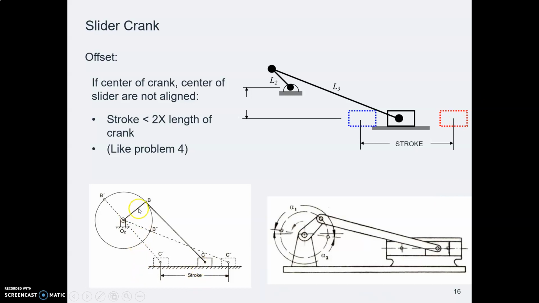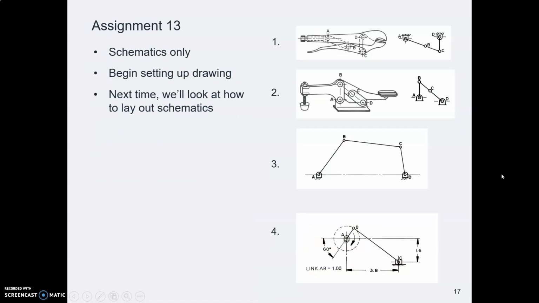And your problem 4 is set up kind of like this picture, this schematic in the lower left corner of this slide, although this is not technically a schematic. Here are the 4 problems in assignment 13 that you'll be working on, and in each of these he gives you some lengths and he asks you to draw a schematic of the thing.